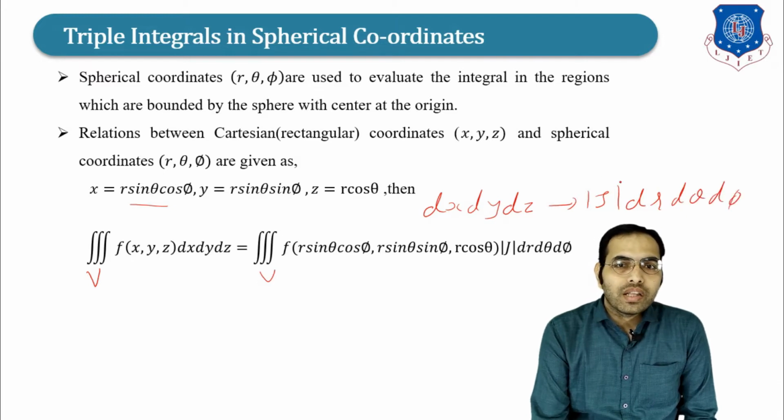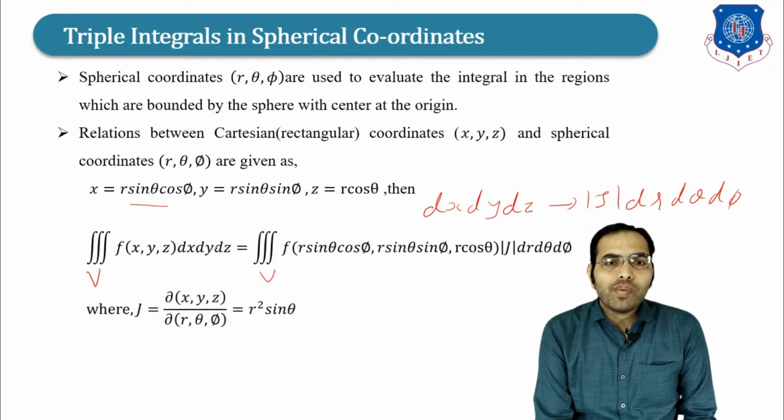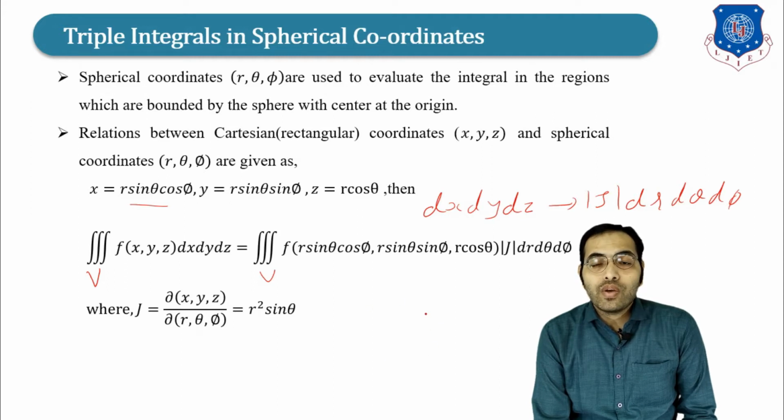Here mod J is indicated by the Jacobian, where J equals del of x y z upon del of r theta phi. In the determinant, the first row is del x by del r, del x by del theta, del x by del phi. In the second row del y by del r, del y by del theta, del y by del phi. In the third row del z by del r, del z by del theta, del z by del phi. Substituting the values of the partial derivatives and expanding the determinant, we get the value of the Jacobian, that is r square sin theta.